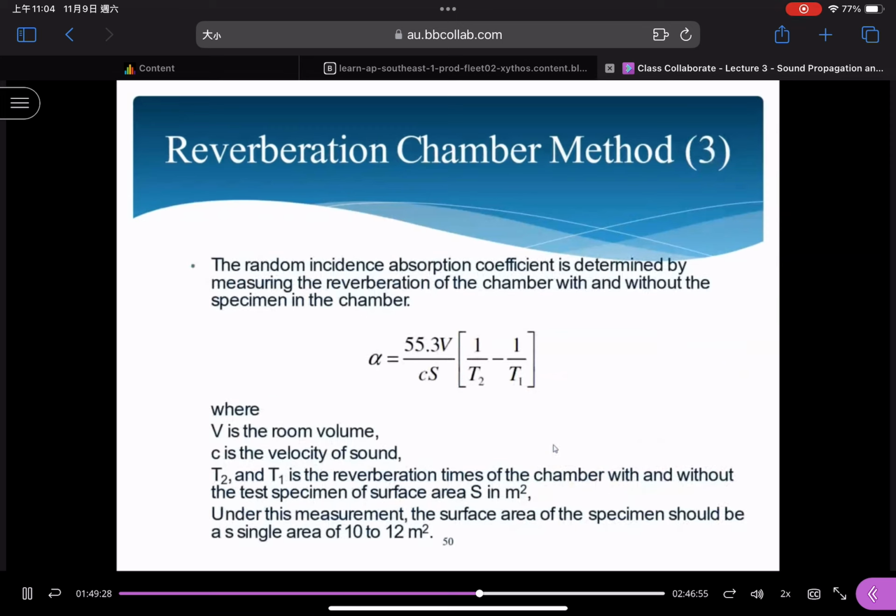This is the equation. Alpha is the material absorption coefficient. V is the volume of this testing lab. S is the surface area. C is the speed of sound. And how about T1 and T2? T2 is the reverberation time with the presence of this testing sample, and T1 is without this testing sample. We can compare these.